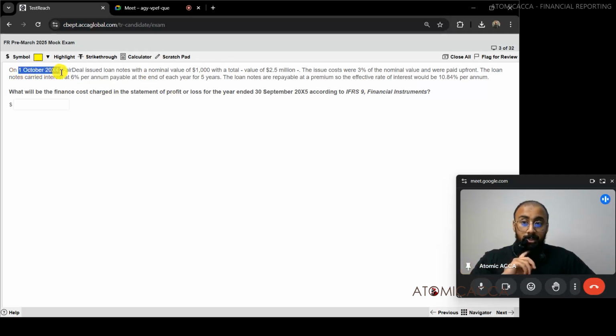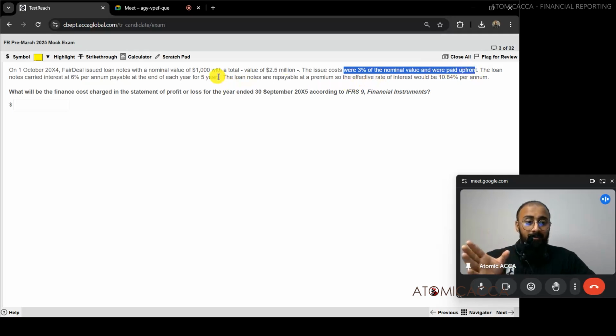On 1st October 20x4, so October to 30th September x5, so this is like a 1 year timeline. Fair deal issued loan note. Issuing a loan note means this is a financial liability. It has a nominal value of $1,000 each with a total value of 2.5 million. The issue costs were 3% of the nominal value and were paid upfront. Now we have under financial liability two accounting methods: amortized cost accounting and FVPL. Now here we have to figure out by the end of this question what accounting we have to follow, and based on that the numbers will work.